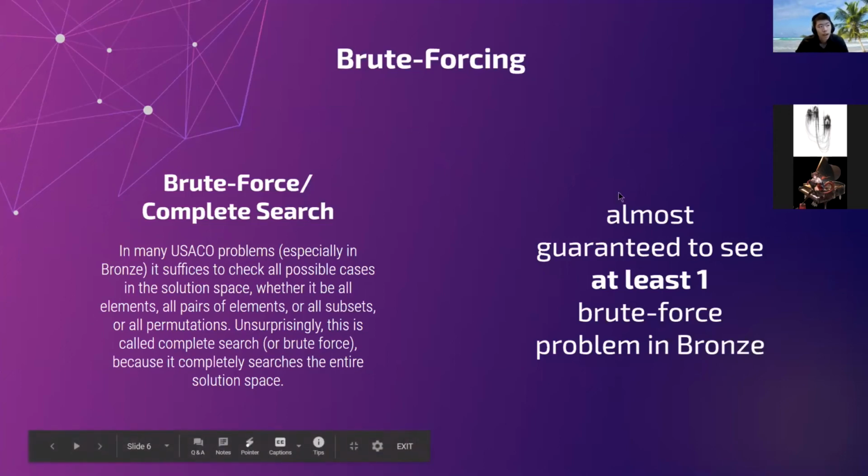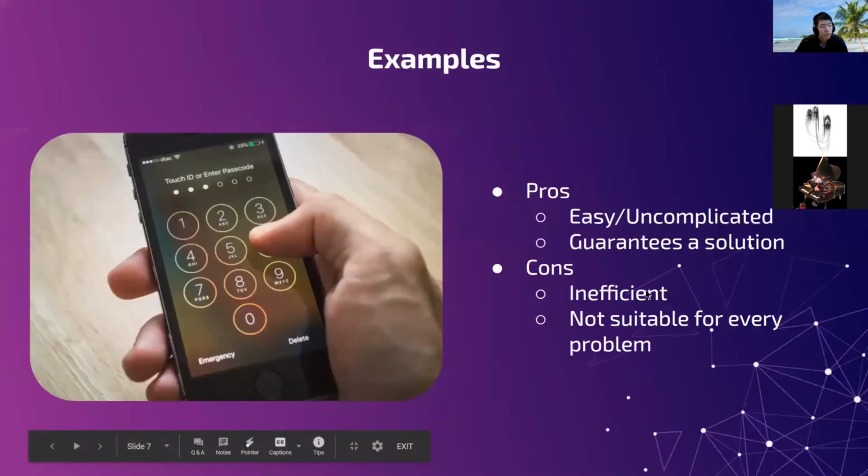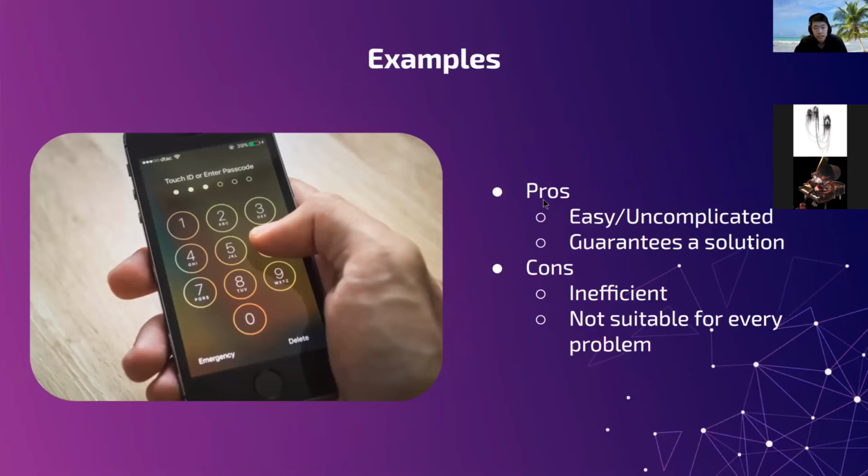And what's so unique about brute force problems is, for example, if you had a password, like a 6-digit combination code, brute forcing would just be trying every single possibility, starting with 000001 and then going to 000002 and just keep going up. And the pro is that it's very easy and uncomplicated, right? All we need to do is create a for loop and just increment this number by 1 each time. And you're guaranteed a solution because you're checking every single possible solution.